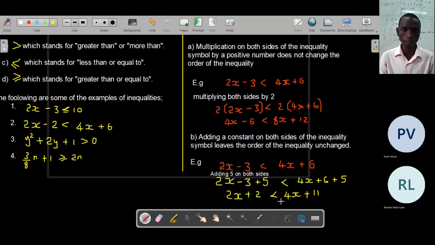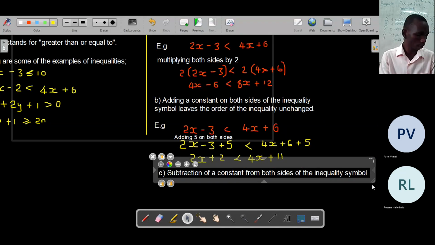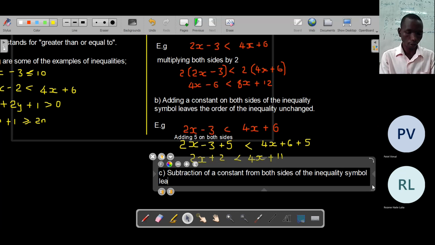Subtraction. Because you may find during subtraction something must happen. Okay? So let us see during subtraction. Now here they are saying that subtraction of a constant from both sides of the inequality symbol leaves the order of the inequality unchanged.